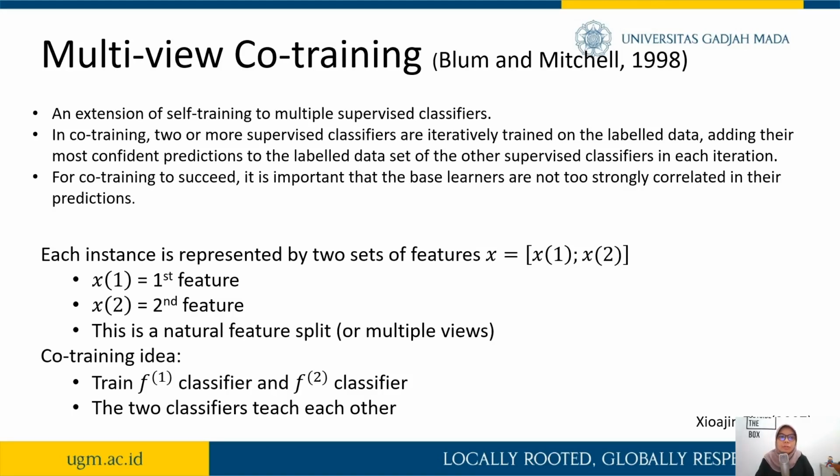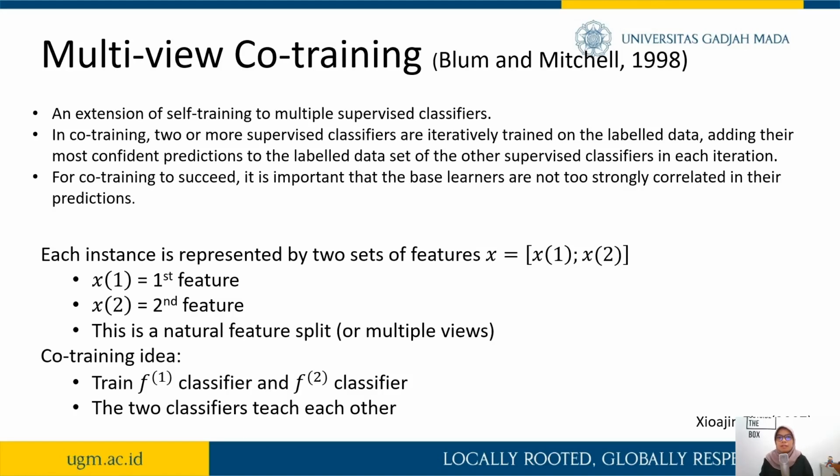But here there's a note that in order for co-training to succeed, it is important that the base learners are not too strongly correlated in their predictions. So here, each instance is represented by two sets of features. X consists of x1 and x2. x1 is the first feature and x2 is the second feature. And this is actually a natural feature split, or multiple views. And the co-training idea is to train an F1 classifier and an F2 classifier, and the two classifiers teach each other.